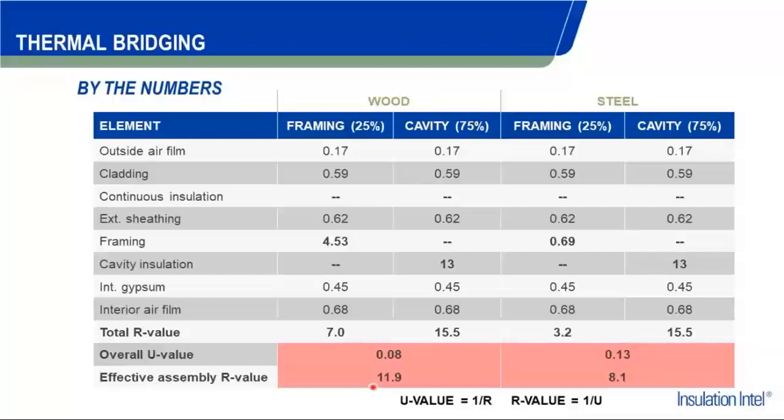And in a wood wall, even though we have a cavity insulation of R13 without any continuous insulation, we would actually end up with an R value of 11.9, just shy of 12. If we take that same situation in a steel structure, it would end up with an R of 8.1. Now, we're going to come back and take a look at this chart in a bit, just to review this, but you can see that you're losing a lot of energy, again, through the framing itself.